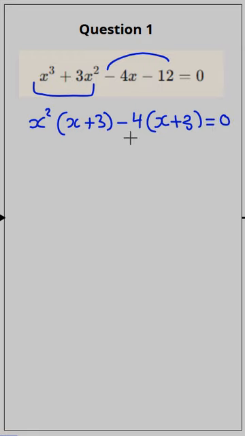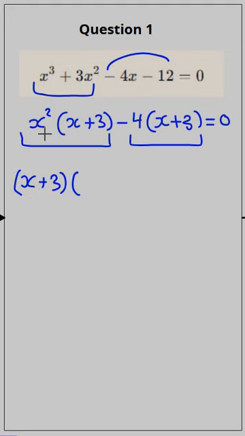Then, you can see from here to here and here to here we have another common factor, that is x plus 3. So you will factor out x plus 3 from here, and what will be left there? Here it's x squared minus 4. x squared minus 4 will be left there, and it will become equal to 0. So then you know what x squared minus 4 is. x squared minus 4 can be written as x squared minus 2 squared.